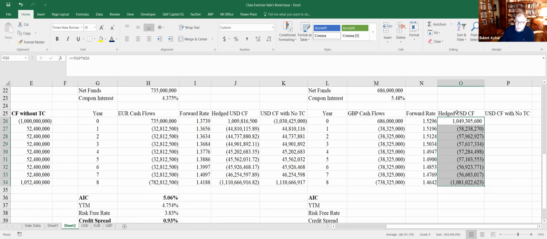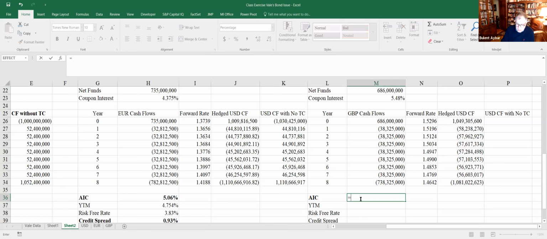So now I have the hedged US dollar cash flows, and I can calculate the all-in cost as the internal rate of return of the stream. And that turns out to be 5.22%.